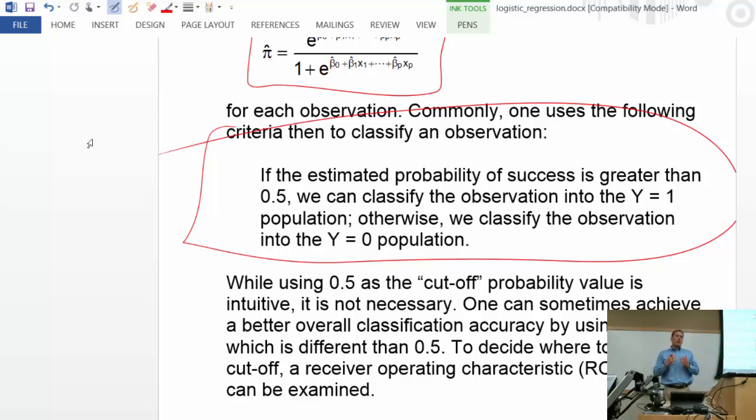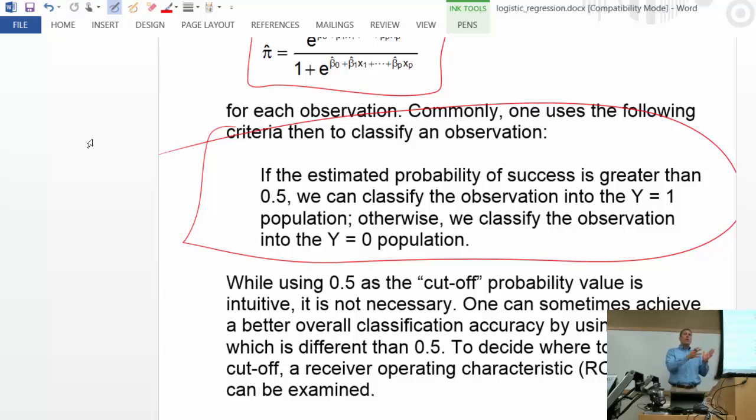But you don't necessarily need to use 0.5 as the cutoff probability. Especially in settings where maybe you are really, really concerned about making a particular kind of error, such as the kind of error where you predict a y equals 0 when in fact it was a y equal 1, or vice versa. In those settings, it might make sense to use a pi hat different from 0.5, maybe 0.7, maybe 0.2.